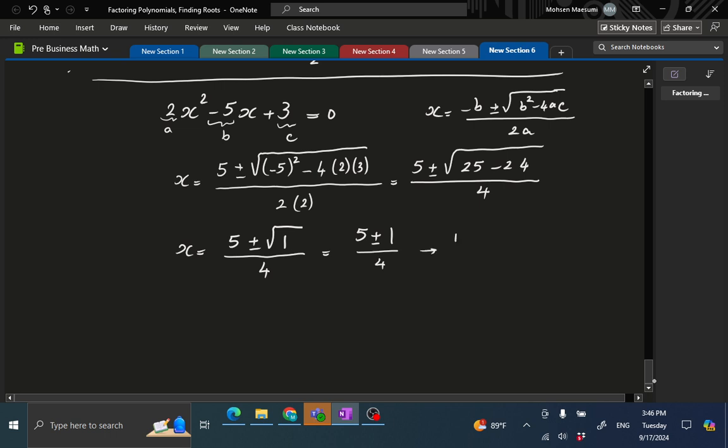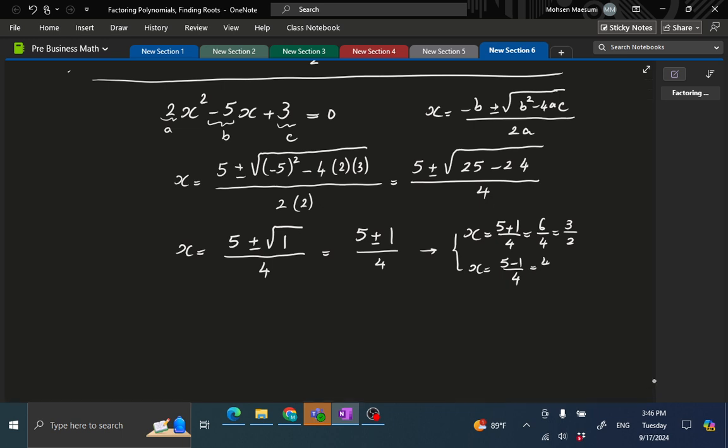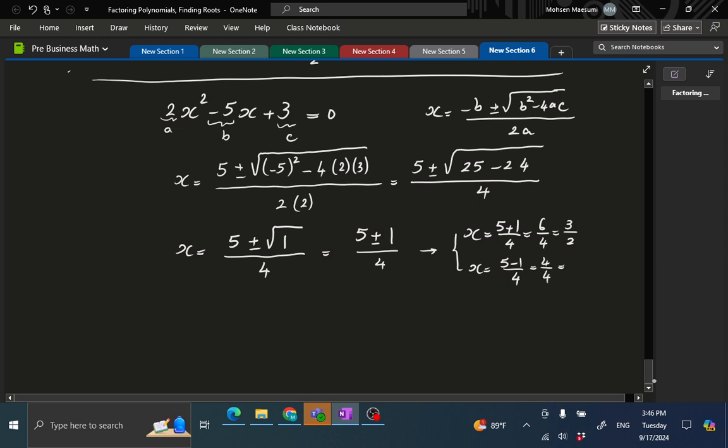Let's write this thing separately. X is either 5 plus 1 over 4, which is 6 over 4, and that's easy to write as 3 over 2. Or x is 5 minus 1 over 4, which is 4 over 4, and that is just 1. So we got our roots 3/2 and 1.